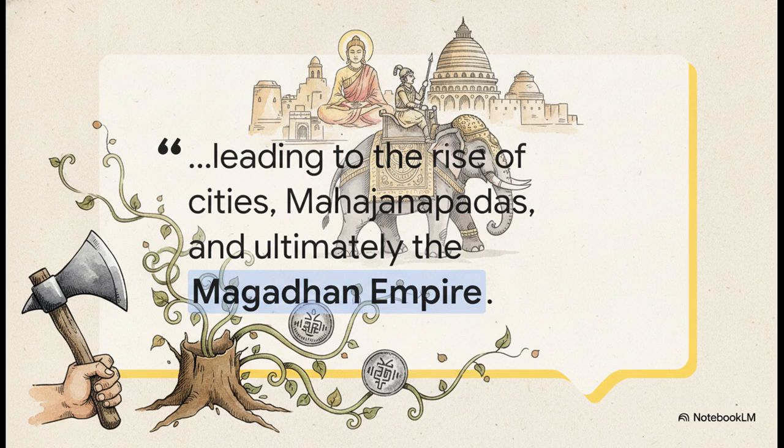The Second Urbanization was the result of iron technology, agricultural surplus, trade expansion, and religious transformation, leading to the rise of cities, Mahajanapadas, and ultimately the Magadhan Empire.